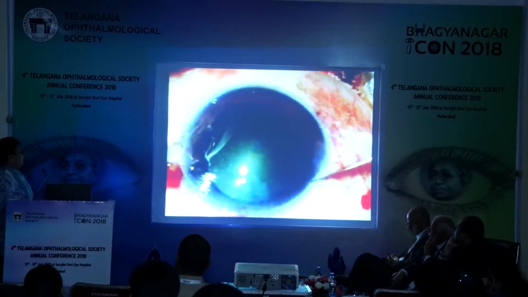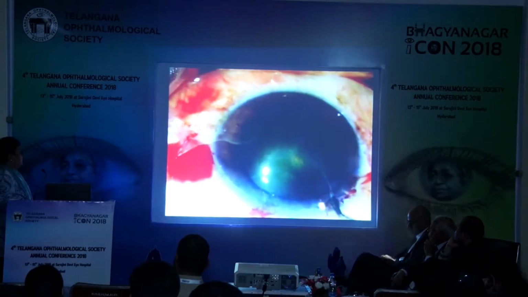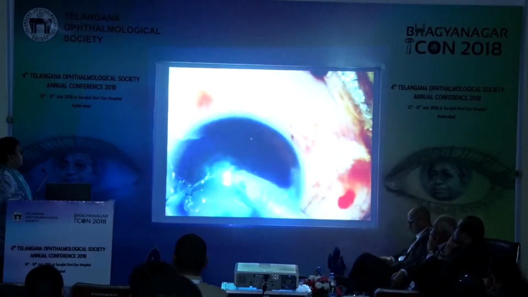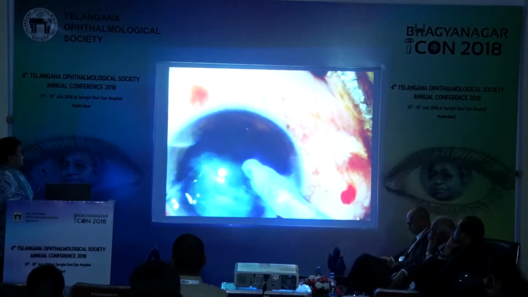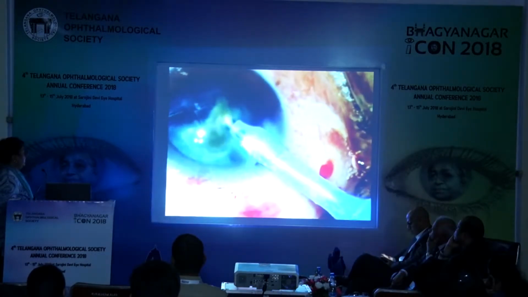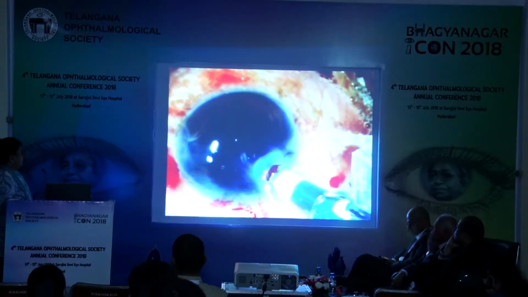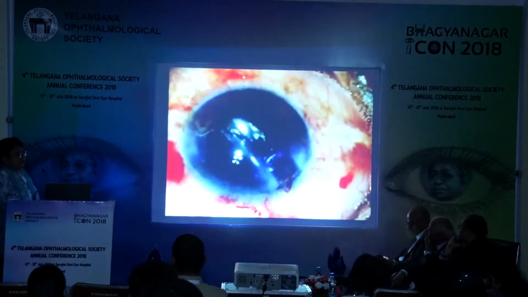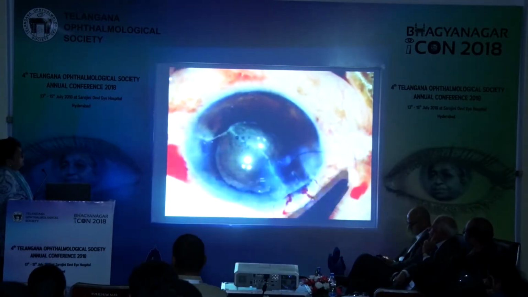Following this, 2.8 millimeter clear corneal phacoemulsification wound is made by the side of the filtration wound, and phacoemulsification is performed by the preferred technique. Here, direct chop was employed. A posterior chamber intraocular lens is inserted and the wound is closed with 10-0 nylon suture.